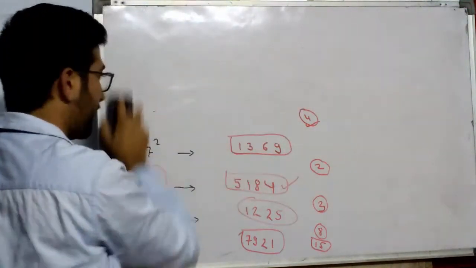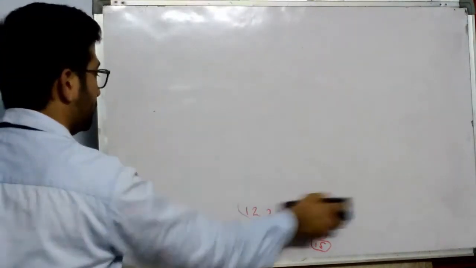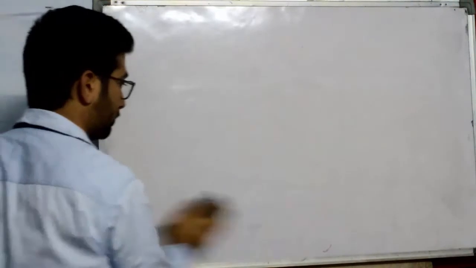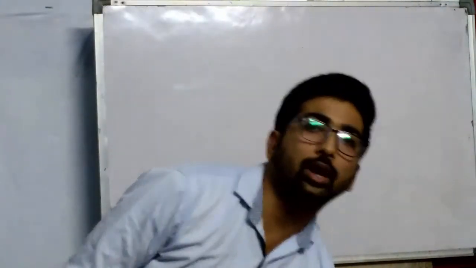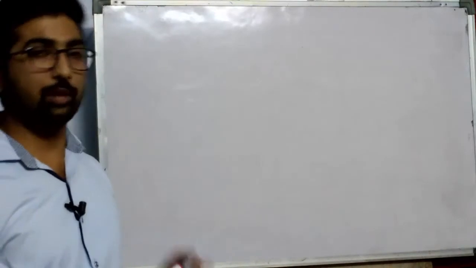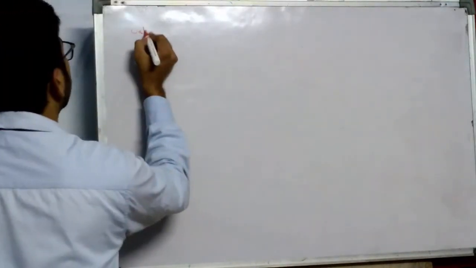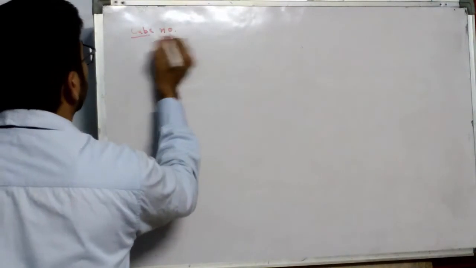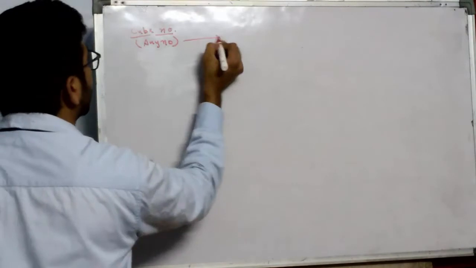I hope you are not having any doubt in the square of a number. For finding the cube of a number, the very important part is you have to learn the cubes, and please focus on the tricks of a cube. First of all, cube number, any number and its cube.